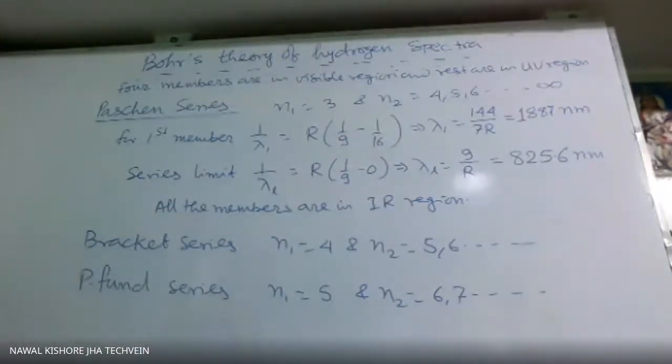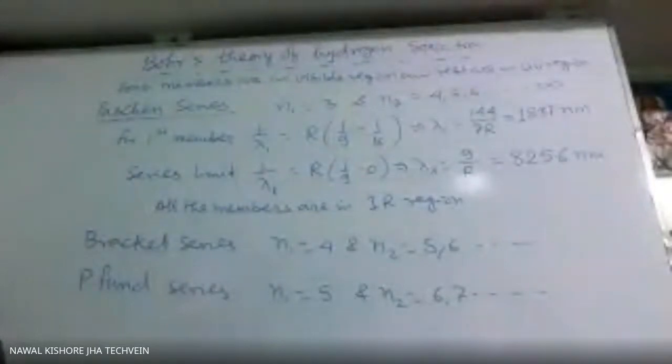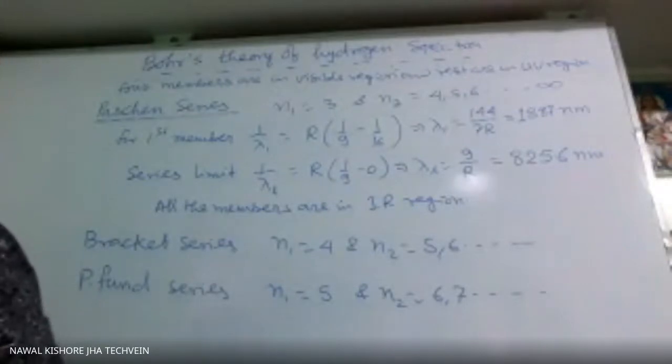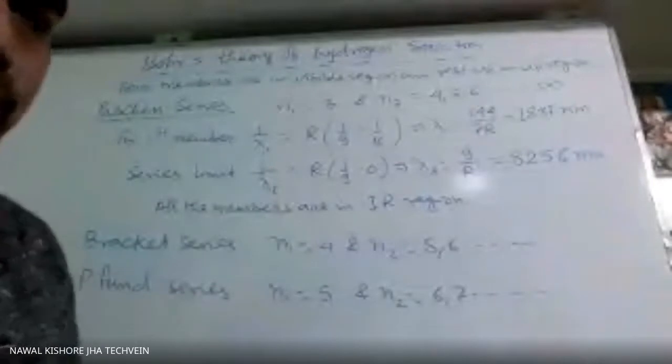Now, how will you show this spectrum on energy level diagram? Sometimes you will be asked, draw the energy level diagram, and on your diagram show first three members of Balmer series, or first three members of Lyman series, or first three absorption lines of Lyman series, or emission lines of Lyman series. Then how will you show it?